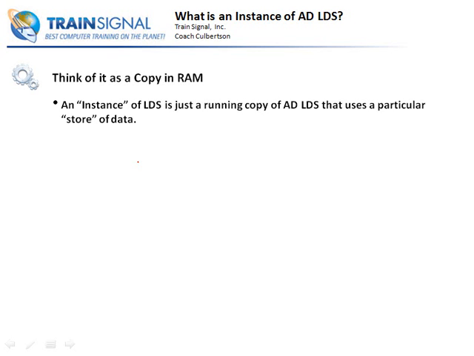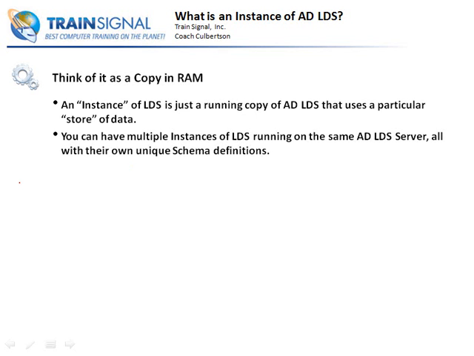Now, basically, an instance of LDS is just a running copy of Active Directory Lightweight Directory Services that uses a particular store of data, or essentially, if we're syncing it up with our Active Directory box, maybe we might have a copy of our Active Directory database in it. Now, here's the thing. The reason why you might have an LDS box running is you can have multiple instances, multiple running copies of LDS on the same server, and maybe each one of those different LDS instances has its own unique database definitions, its own unique schema definitions. And this might be required for different applications.